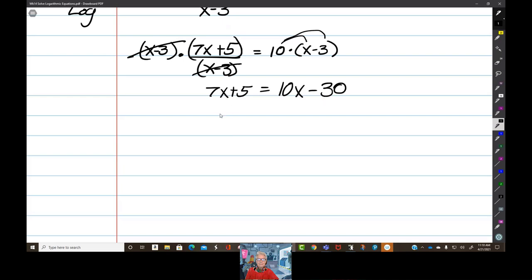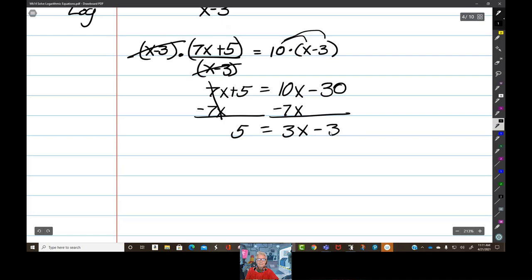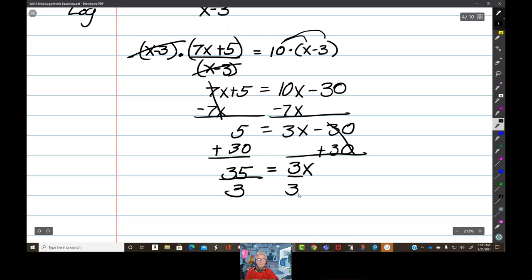Wow, this is linear. It's not even quadratic, is it? I love it. Minus 7x, minus 7x. That zeroes out, leaving me with 5 equals 3x minus 30. And then add 30, add 30. 35 equals 3x plus 0, because these are 0. So 3x, divide by 3, divide by 3. And so x equals 35 over 3.